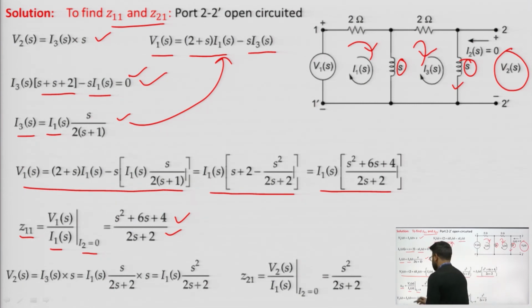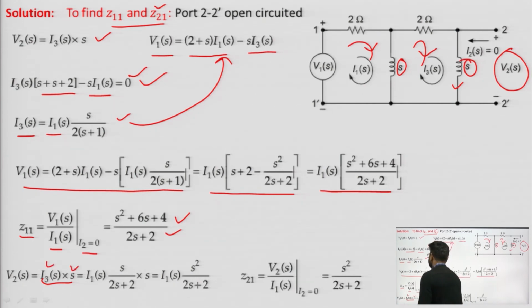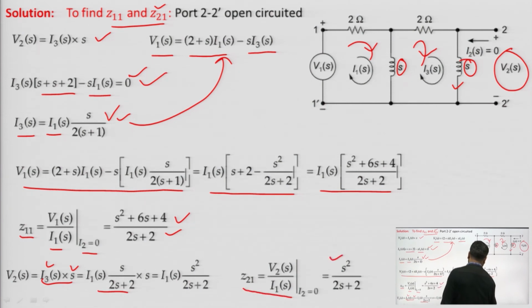Now, V2(S), we have seen, is I3 into S. Now we need the second parameter Z21, that is, we require the ratio of V2 and I1. So for V2 and I1, we have I3 into S, and we have I3 in terms of I1 in this equation. So we get the value of Z21 as S square upon (2S plus 2).